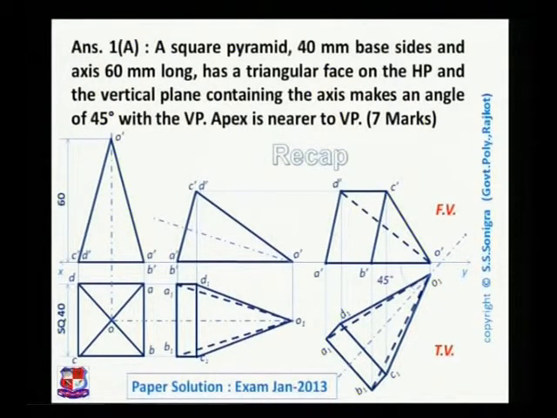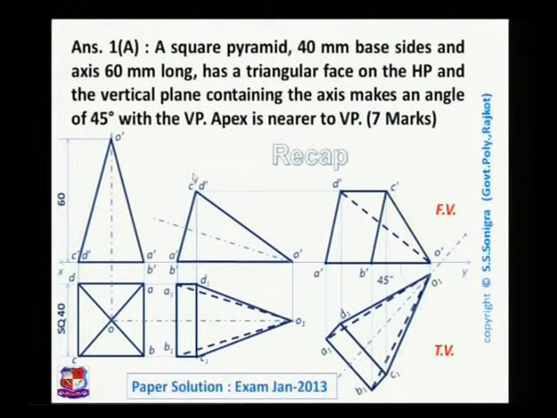First, draw a square in top view as shown over here. Then draw a triangle in front view. Tilt this triangle such that O dash A dash becomes parallel to XY line. Then take projections. Draw its top view. Then tilt this top view at an angle of 45 degrees with XY line and then take projection.